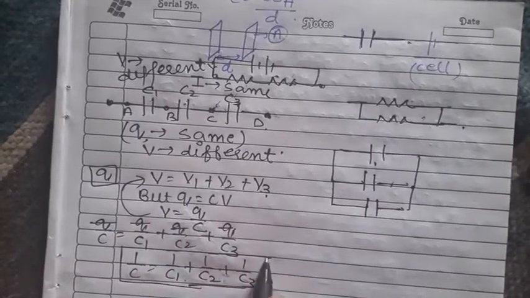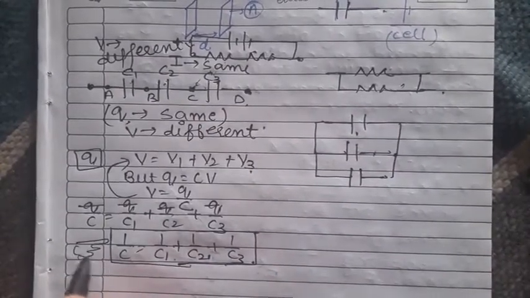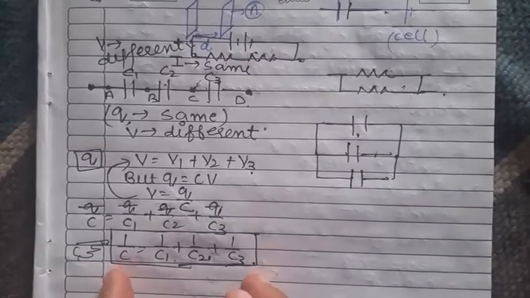This relation is similar to the relation which you derived when resistors are connected in parallel. But in the case of capacitors, it is the case when capacitors are connected in series. Clear? Okay, let us now solve when capacitors are connected in parallel.